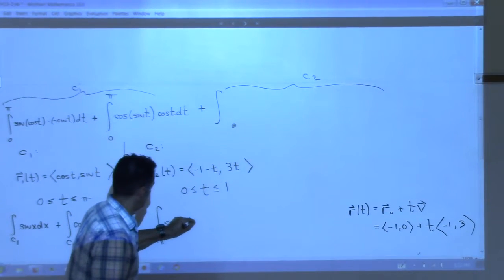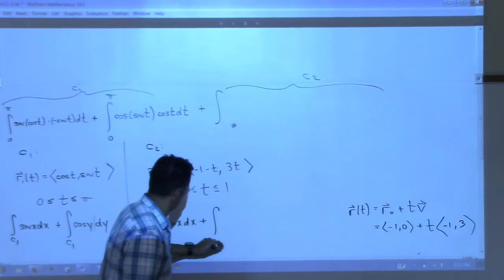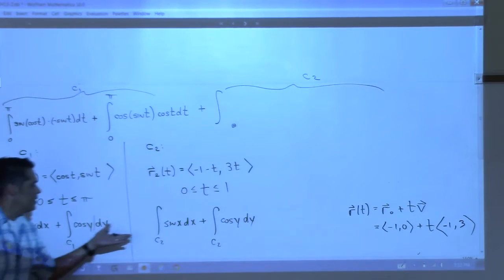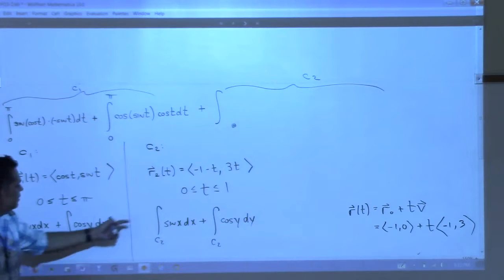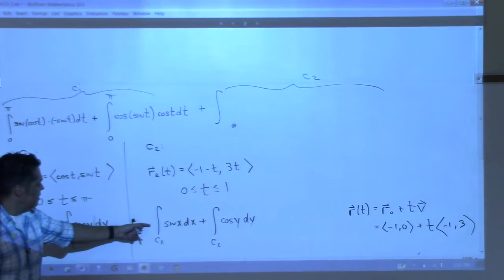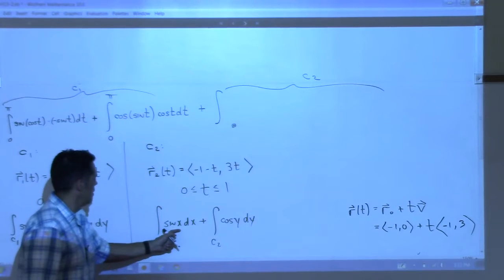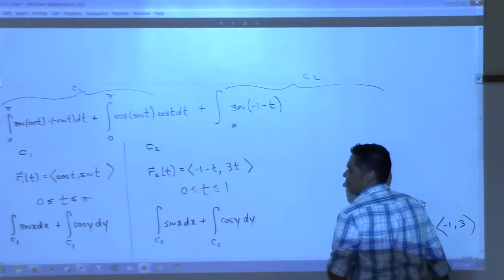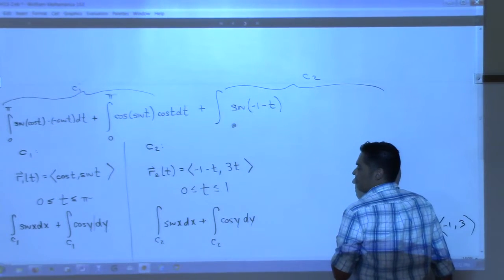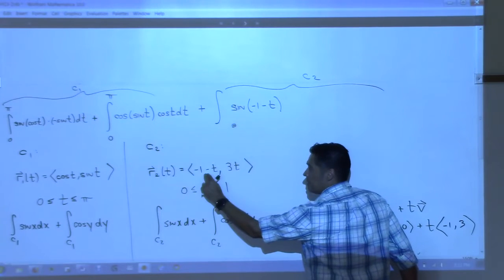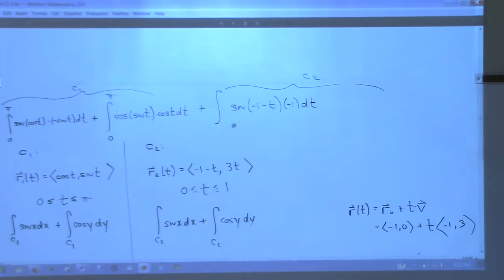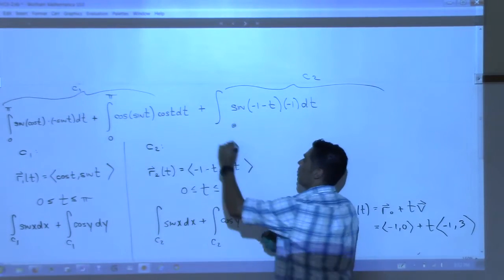Hold on, let me get it written down. Okay, that's it right there. That's what we need to do, right? This same thing along C2. So go ahead. This first one? It is sine of -1 minus t. Okay. Sine of -1 minus t times, yep, times the derivative of that with respect to t, which is -1, and then dt, right? One thing missing there: your limits of integration. Oh, yeah. 0 to 1, right? 0 to 1. Okay, so 0 to 1.